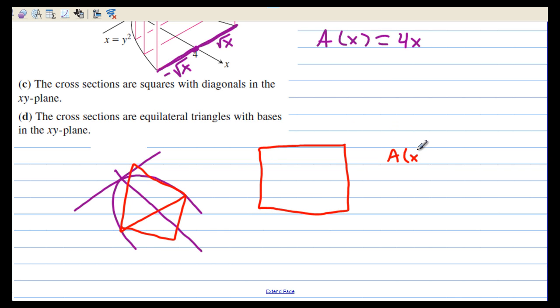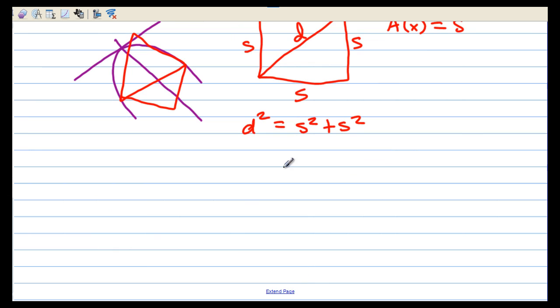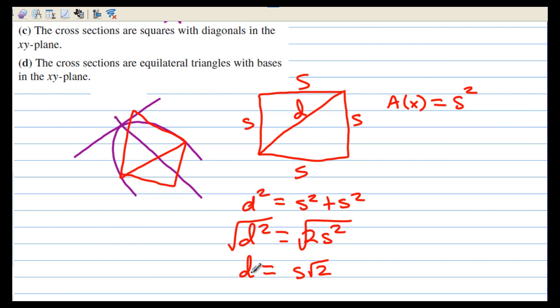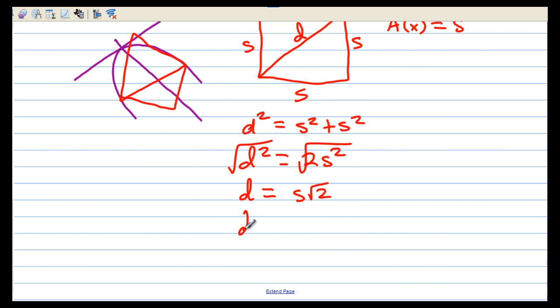And if we look at this square, first of all, area in x is side squared again. Well, this is a side, side, side, side, and this right here is a diagonal. So the diagonal squared equals side squared plus side squared, so the diagonal squared is 2 side squared. If we square root both sides, the diagonal equals side times the square root of 2. But it's not the diagonal we want, it's the side that we want in the formula. So we're going to divide by the square root of 2. So the diagonal over the square root of 2 equals the side.